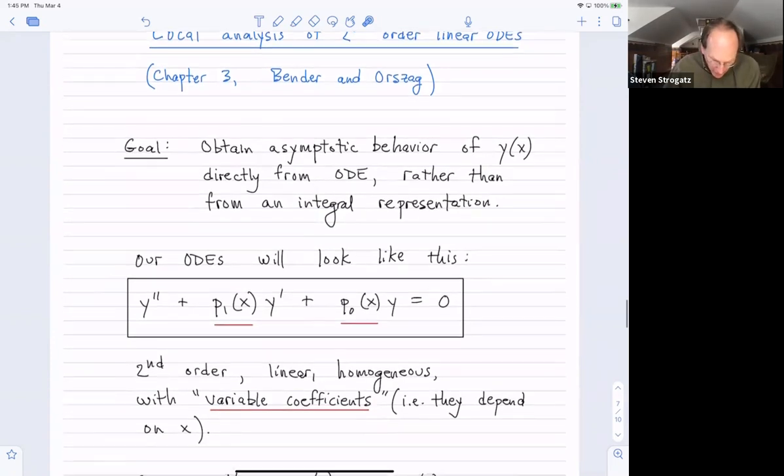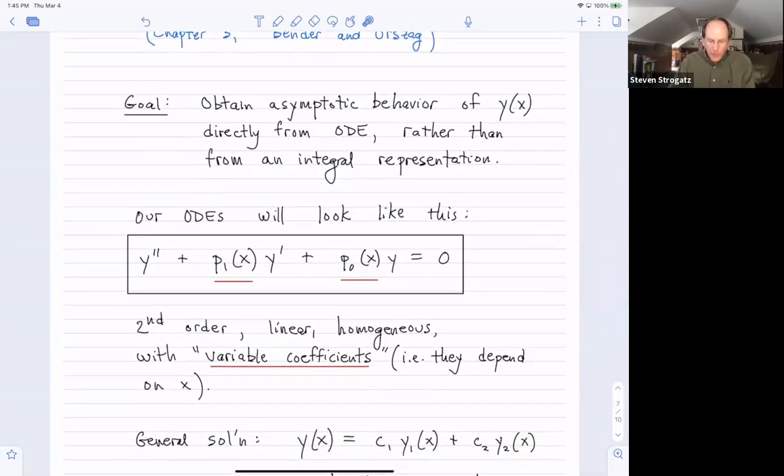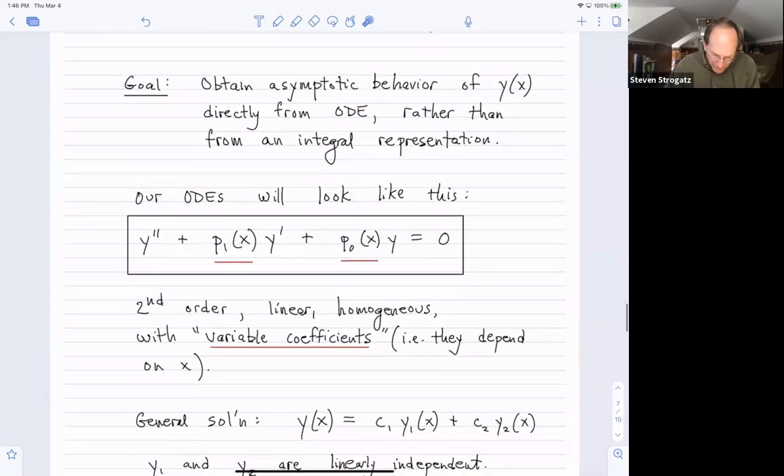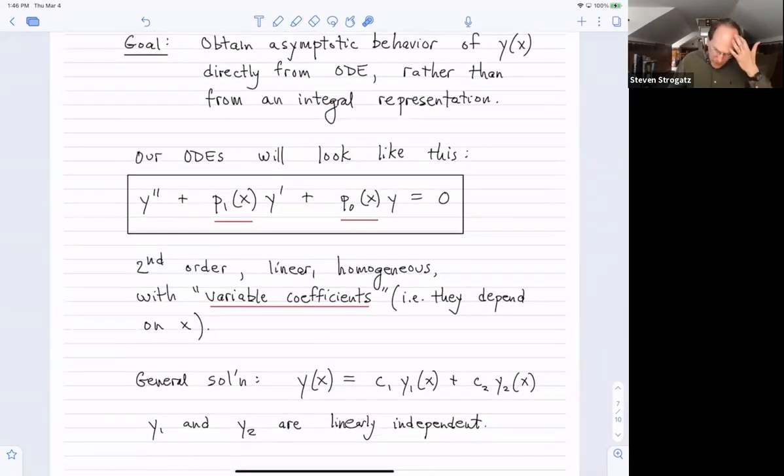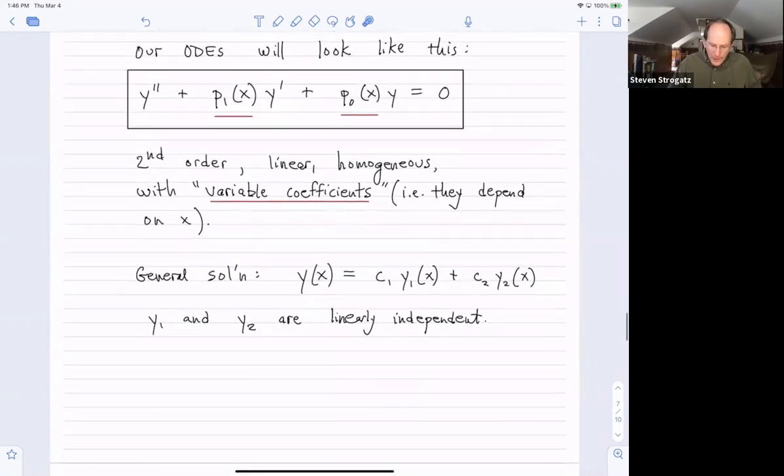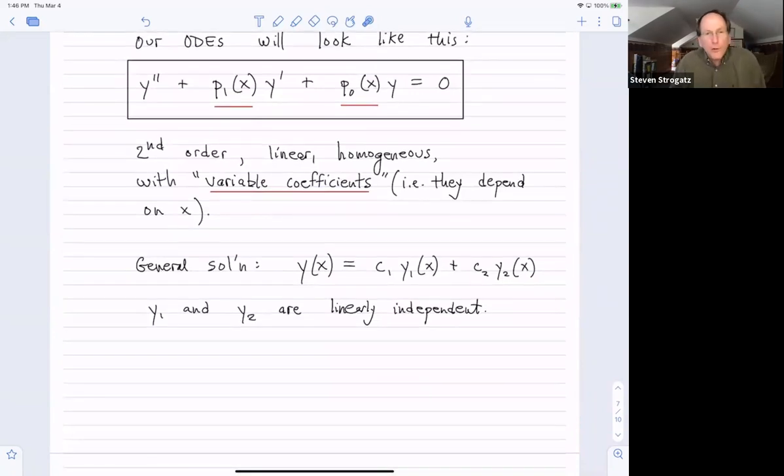All right, so we're going to be looking at those. And as I mentioned earlier, we have this whole vector space formalism. Since it's linear, we can write the general solution as a linear combination of any two linearly independent solutions, which we'll call y1 and y2. Okay. So how do we generate those linearly independent solutions would be our question. And the answer is it kind of depends. This whole story is going to depend on the nature of these two functions, the P1 and the P0. And it really depends on how nasty they are near the point that we're expanding around.